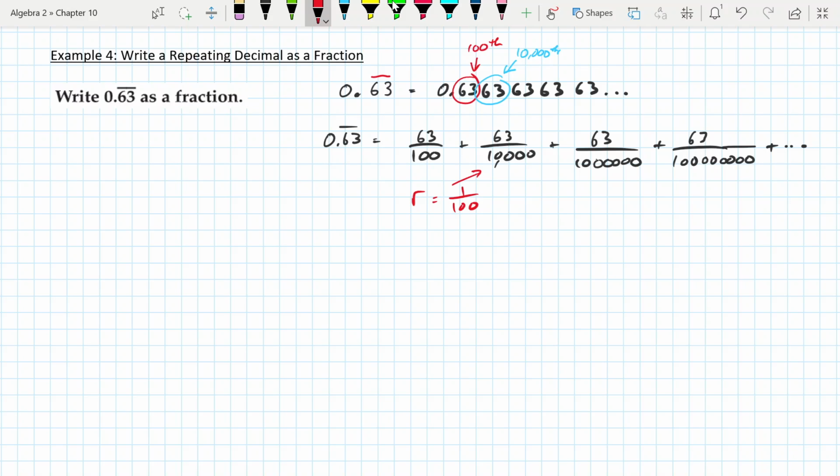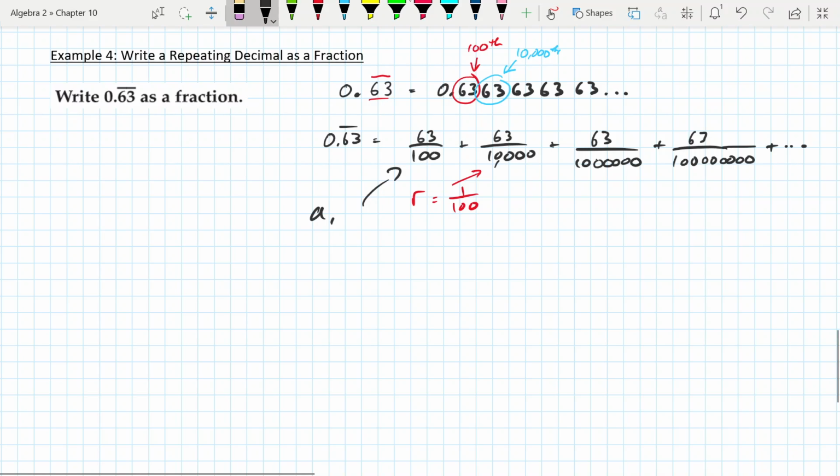And the common ratio for these kinds of problems is always going to be 1 over 1 followed by as many zeros as decimal places you're repeating. Like if it was three decimal places repeating, it'd be 1 over 1,000. If it was five decimal places repeating, it'd be 1 over 100,000. Right? So that's the idea. The number of zeros should match. And I know the first term.